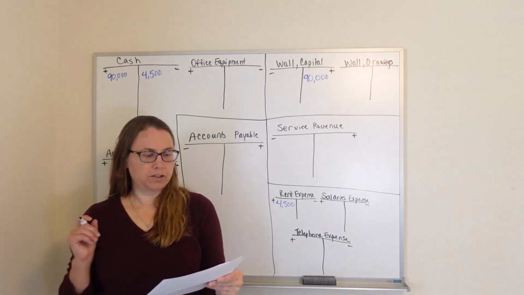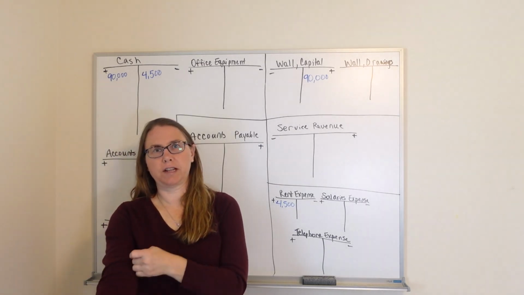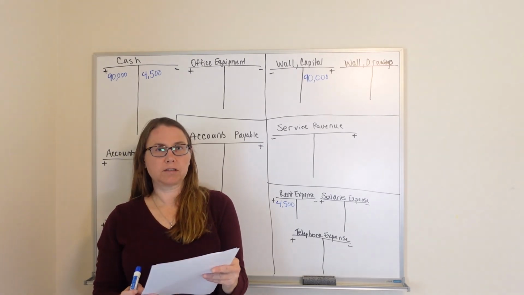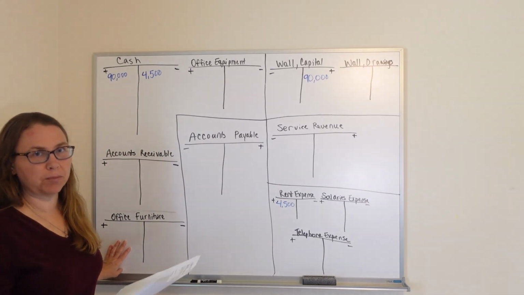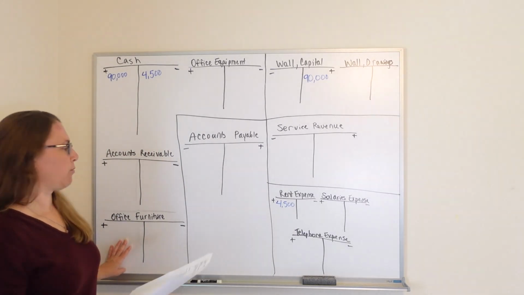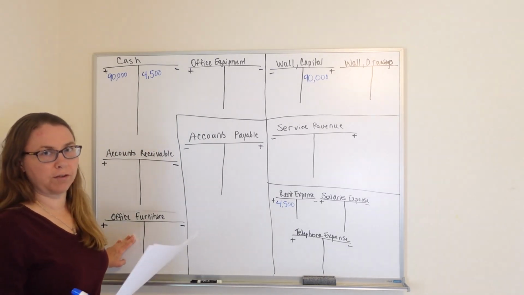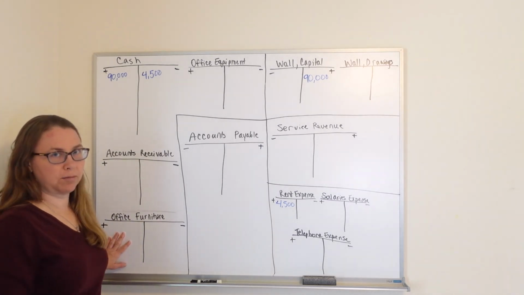Okay, and then they bought office furniture for $15,600 in cash. Now in textbooks, it will tell you that office furniture is an asset account and you need to put it in the asset account. We're adding to the furniture of the business, so it's going to go on the debit side here.